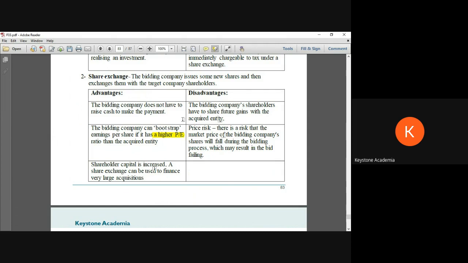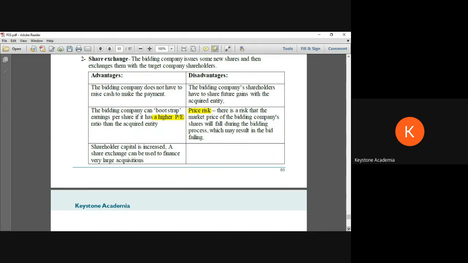Next is price risk. There is a risk that the market price of the bidding company's share will fall during the bidding process, which may result in the bid failing. Now, if you are acquiring a company that is not that big, our share price, let's say if it is 10 now, it can come back to 9. And if it comes back to 9 and you say that you'll pay 1 share for the 2 shares they're holding, then they will say 2 shares of ours are costing 10 and you're giving us $9. They won't be happy. There's also a price risk because we are in a semi-strong market. Right? What else can be advantage and disadvantage?